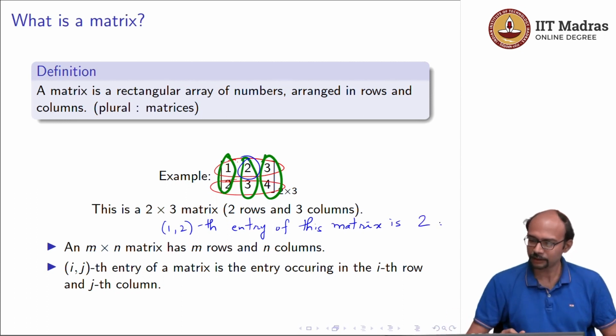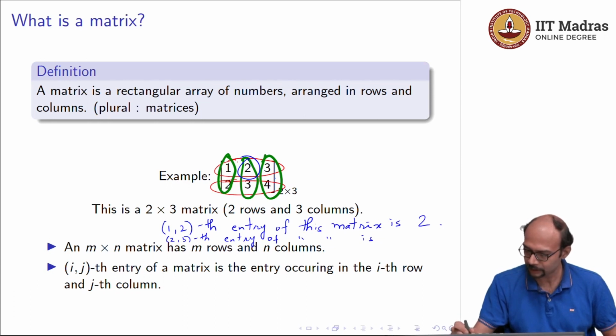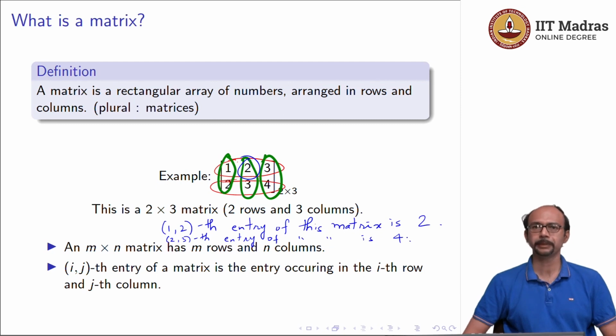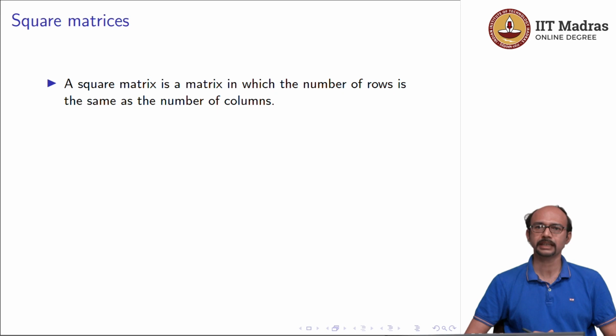I'll encourage you to think about what is the 2/3th entry. The 2/3th entry of this matrix is, by now you have probably figured out, you look at the second row and the third column. So this is 4. I hope you understand what it means for a matrix to be an m by n matrix. That means it has m rows and n columns, and what it means for an entry to be the ijth entry.